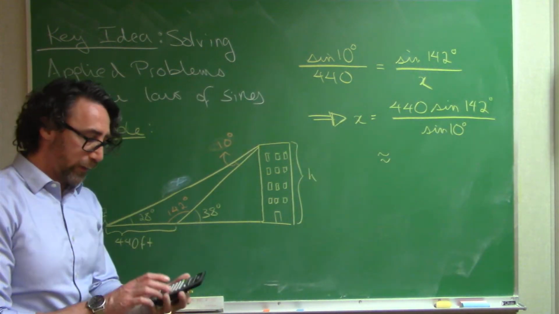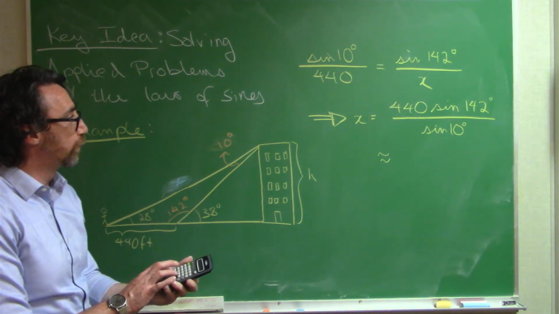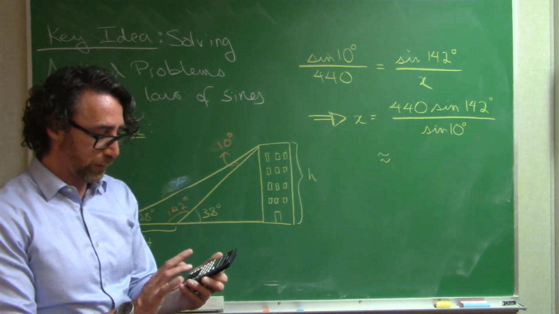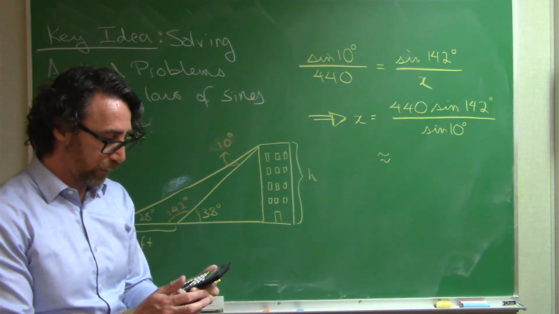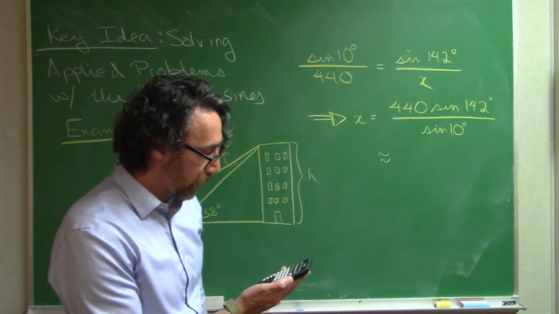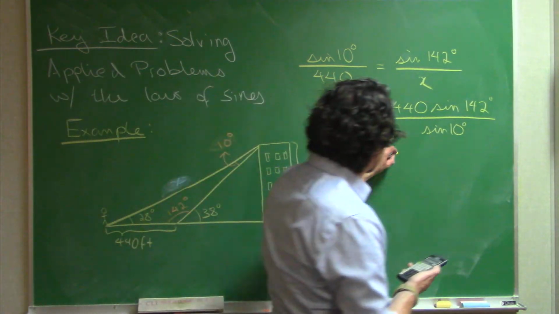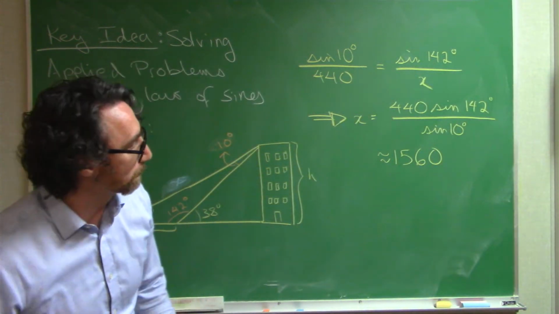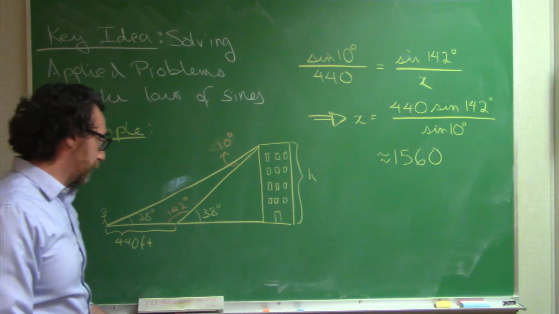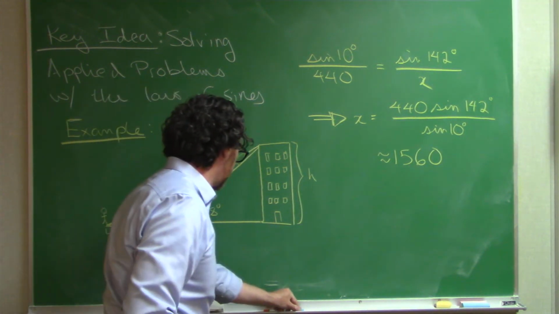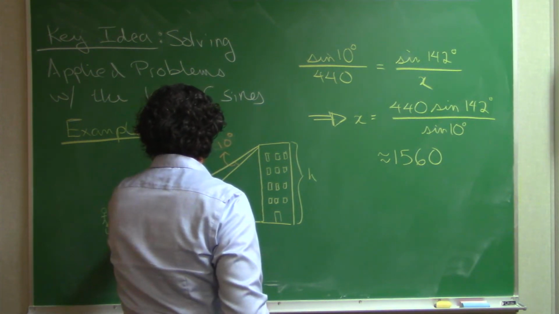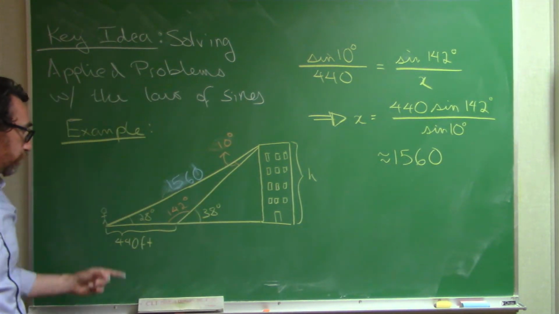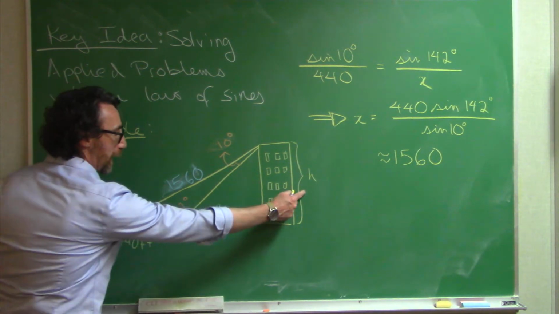Crunch the numbers on our calculator. So 440 times sine 142 equals, divide by sine 10 equals. All right, so I am getting 1560. Okay, approximately. So that tells me this hypotenuse right here. The length is 1560. Now, what I really want is the opposite side.